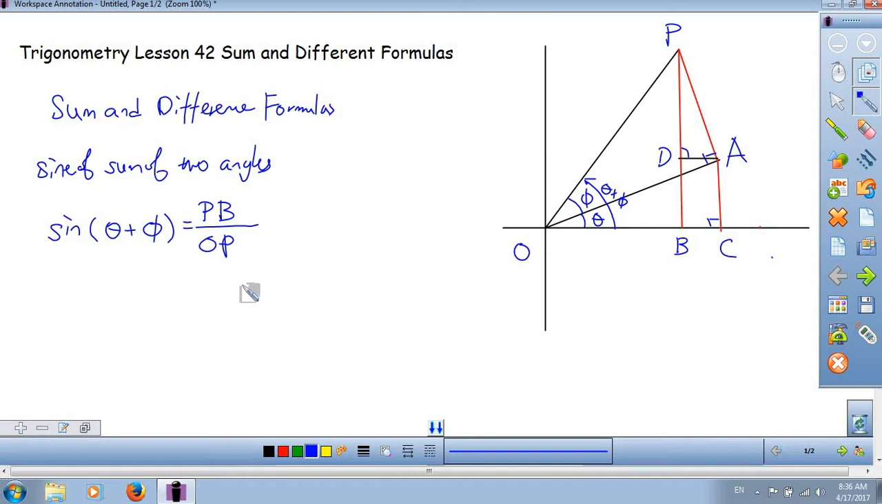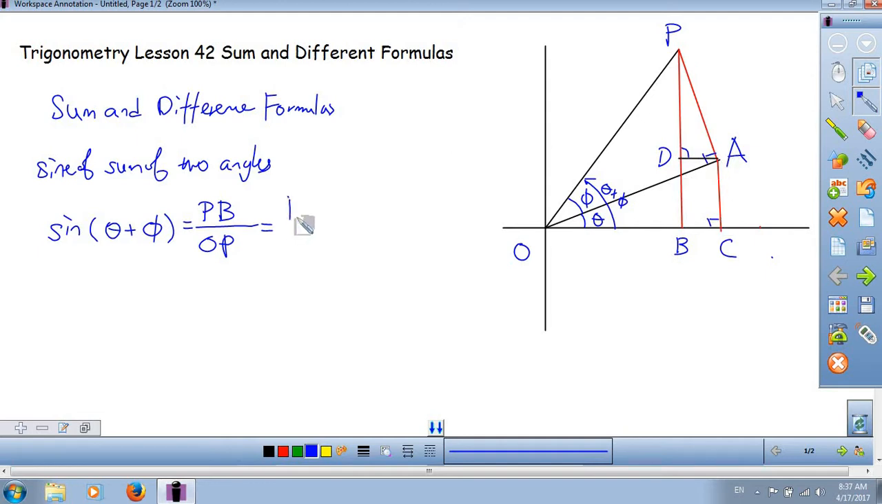Okay. Right. Now let's break it down. PB, which is the distance from P to B, is equal to PD plus BD. Do you see that? PD is this segment, and DB is this segment. But DB and AC are equivalent because it's a rectangle, and opposite sides of a rectangle are equivalent, so DB and AC are the same.